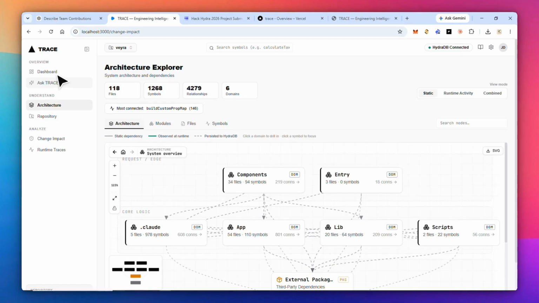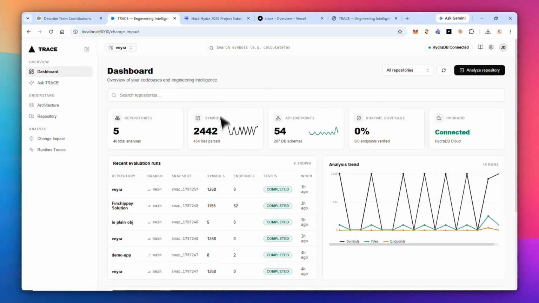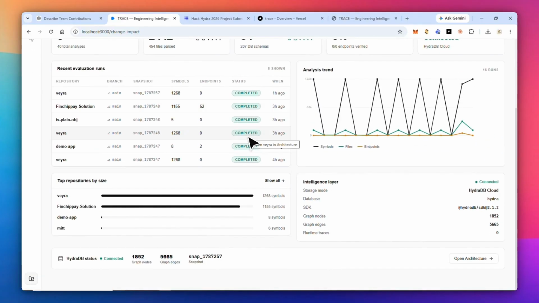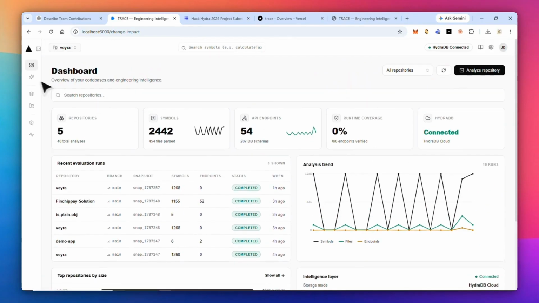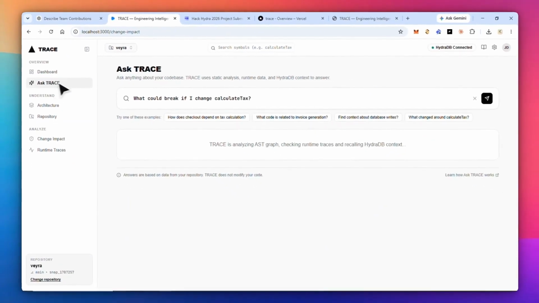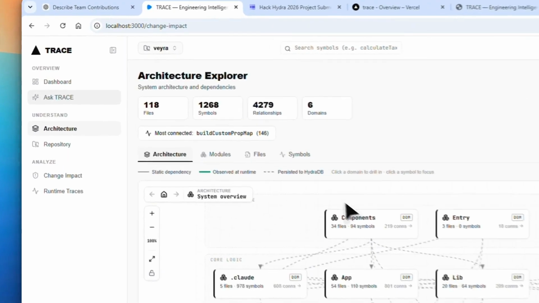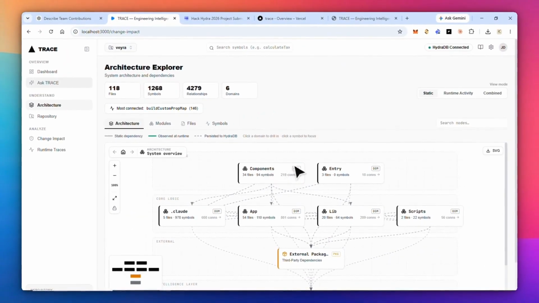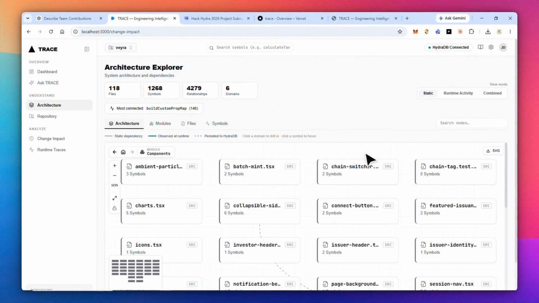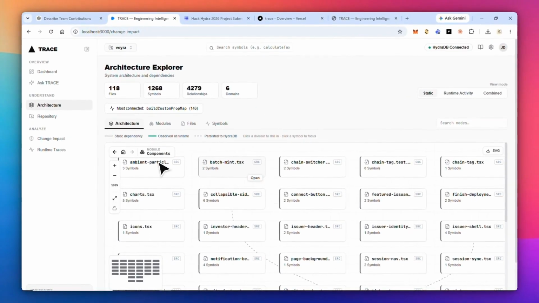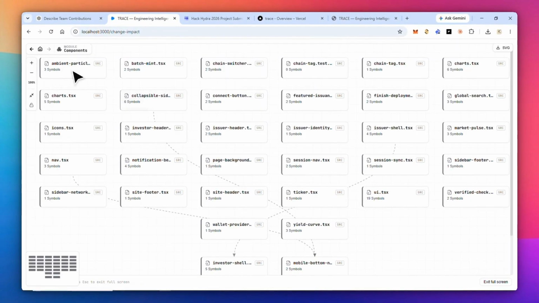Modern code bases are complex because understanding them requires two different perspectives: what the code can do and what it actually does. I built Trace, an engineering intelligence platform that brings both together, using HydraDB as its underlying graph layer. Trace uses HydraDB to model the relationships inside an application, from repositories and files to functions, API endpoints, dependencies, and eventually the runtime execution part. This graph is the foundation of the entire system.